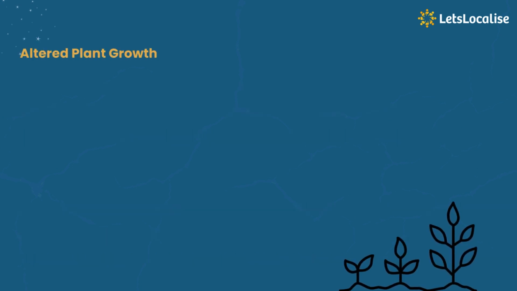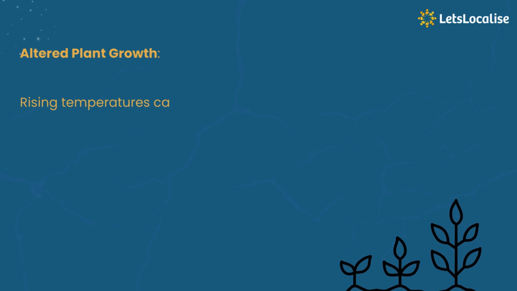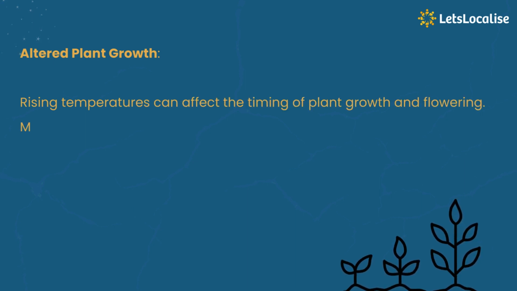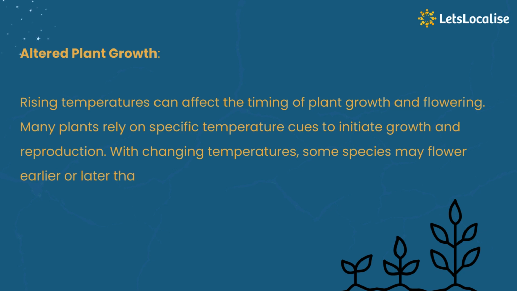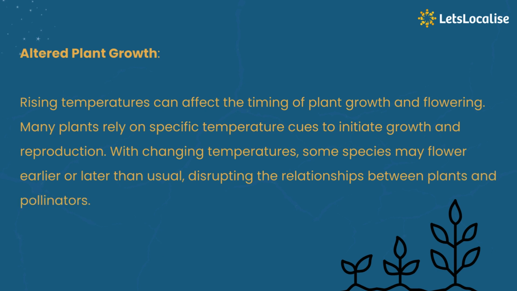Altered plant growth. Rising temperatures can affect the timing of plant growth and flowering. Many plants rely on specific temperature cues to initiate growth and reproduction. With changing temperatures, some species may flower earlier or later than usual, disrupting the relationships between plants and pollinators.